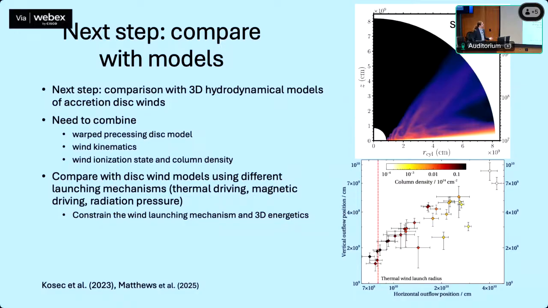Even after 2 decades of studies of disk winds in X-ray binaries, we still don't know what is actually launching them. Thermal driving or magnetic driving are both possibilities for these outflows.